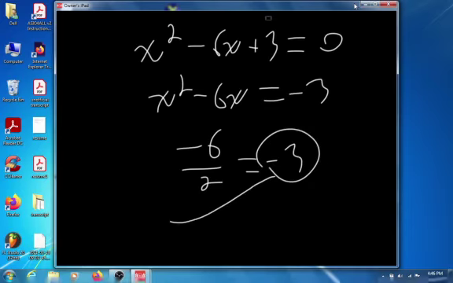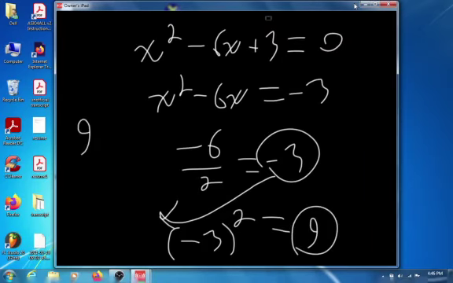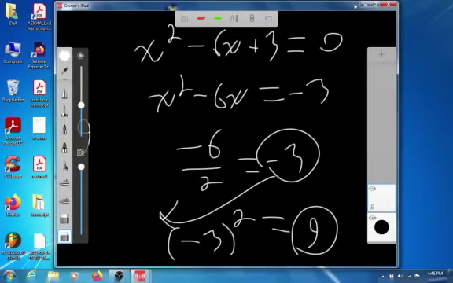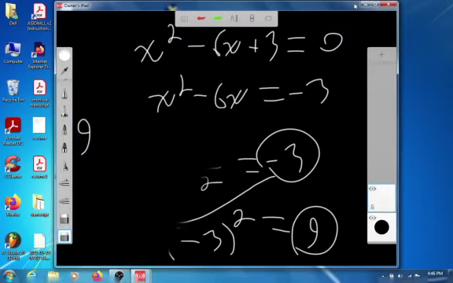Now we get negative 3 and square it. We get 9. That's the magic number. Remember this 9. I'm going to write it down right here, and I'm going to erase this to make room. So 9, remember that number. So what I did was I divided negative 6 by 2 and squared that result.